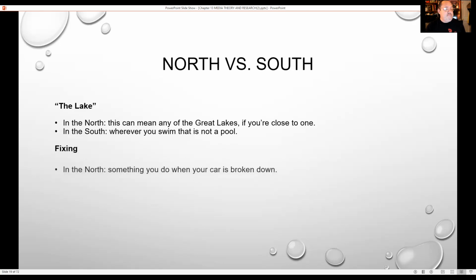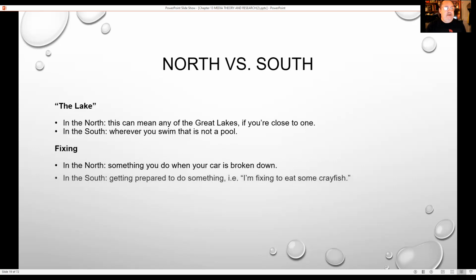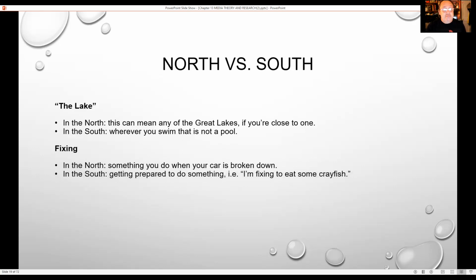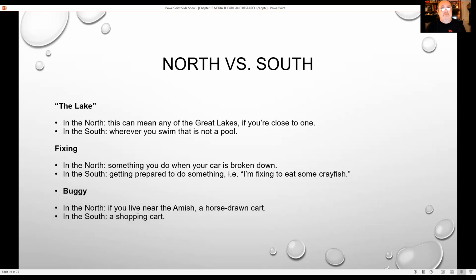Fixing, or fixin'. In the North, that means repair something. Down here it means you're about to do something. I'm fixing to eat me some crayfish. Now, I've had this happen to me. I've said, I'm fixing to go down there, and they say, what are you fixing? What are you fixing? So these are breakdowns of communication because of the cultural differences between people who are born and raised down here, or have lived here a while, and people who are born and raised up north and have lived there a while. Buggy. Up north, they're going to think of some kind of horse-drawn cart. Down here it's a shopping cart. Give us a buggy.